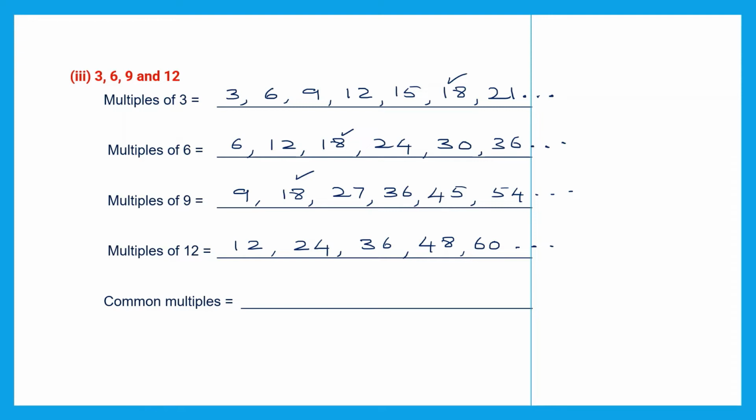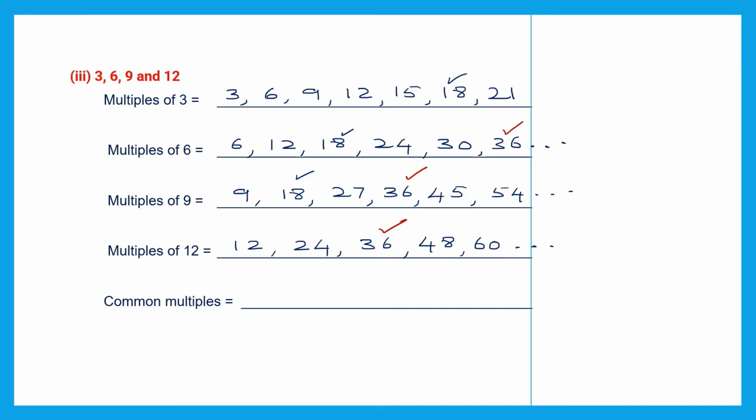Now look at multiples of 6. What is common to 6, 9 and 12? What is common to 6, 9 and 12 is 36. Can you see that? 36 is common. So let's write the multiples of 3 till we reach 36. So we have stopped with 21.